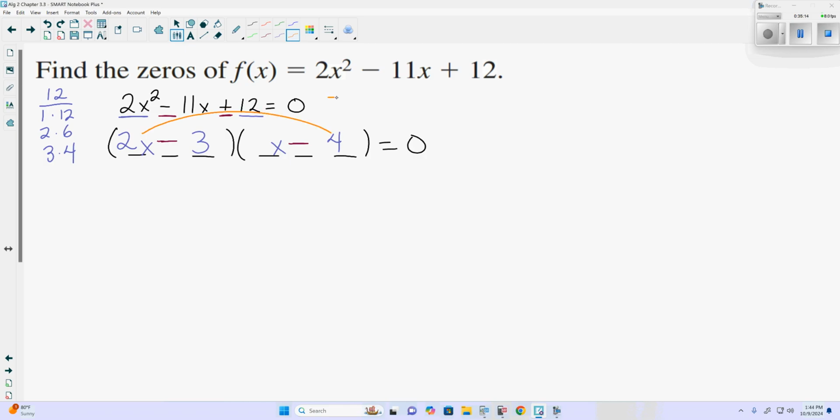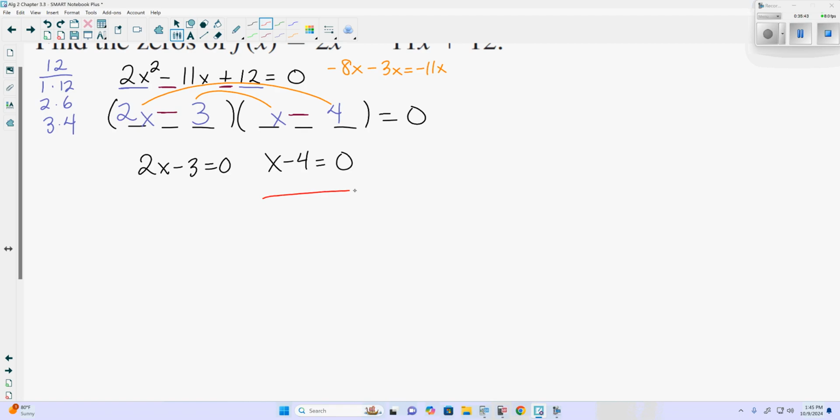2x times negative 4 is negative 8x. Negative 3 times x is negative 3x. Negative 8x minus 3x is indeed negative 11x. Is that the middle term we wanted? Yes. Since we have two things multiplied together to equal 0, one of them must be 0.